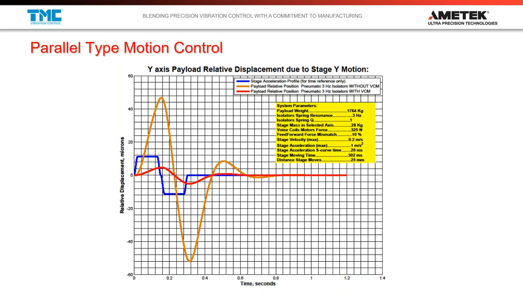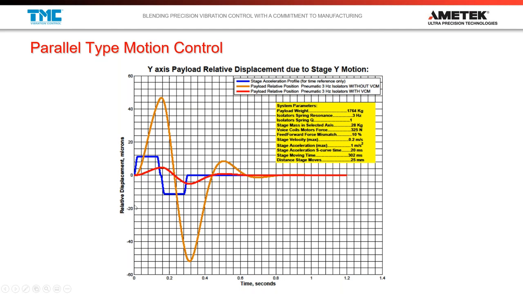And here's a really good example of a parallel type system providing different levels of cancellation. We have time on the x-axis and a relative displacement on the left axis. And what we want to look at first is the stage motion profile. So this is a motion profile that's a reference curve, and it's a stage moving. So here's the stage accelerating. This being a graph of position versus time, we have a constant acceleration here, and then moving at a constant velocity for some period, and then accelerating down, and then accelerating back, and then finally coming still.